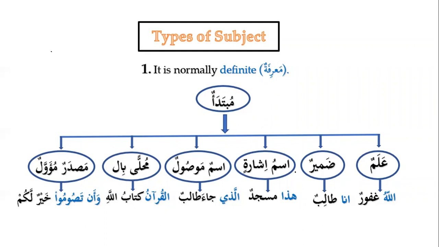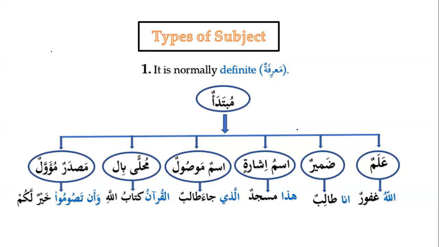As we know, mubtada is also called subject when it is used in a nominal sentence. So there are only two types of sentences, nominal sentence, jumla ismiya, and verbal sentence, jumla fi'liya. And we know that mubtada and khabar is only about a nominal sentence, which is a jumla ismiya.